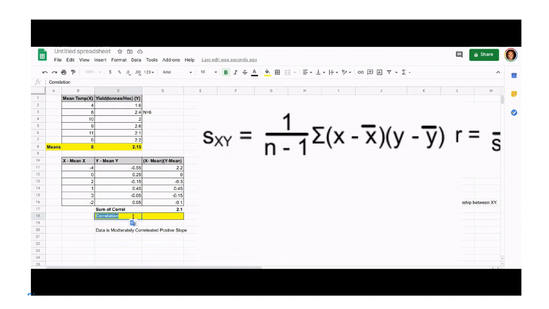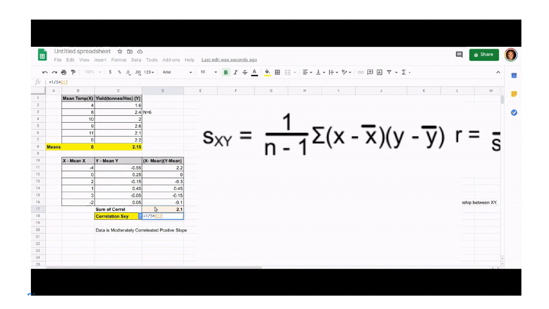So we're going to go, all right, there's our correlation of x and y. And here's what we do. We go in here and we go equals 1 over, instead of 6, we're going to divide by 5. And then we're going to times it by our correlation, our sum of correlations. Okay? So equals 1 over 5 times 2.1. Hit enter.